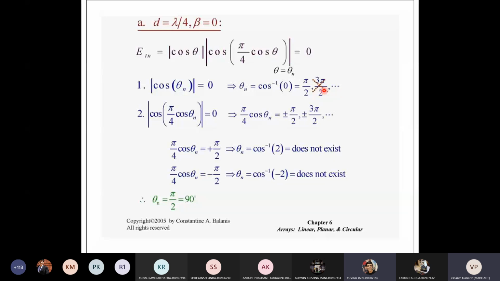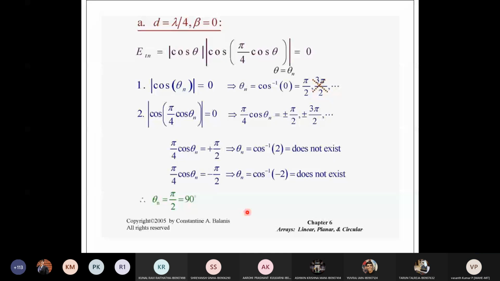So the maximum value for theta can be pi. Yes, correct. Thank you. So for the array factor, if you substitute, you find there is no theta null at all for the array factor. In all the cases, the cos inverse value is more than 1, cos theta value is more than 1. So you can't have nulls for the array factor. Only the element factor will have a null.